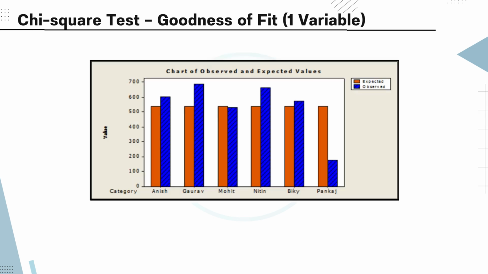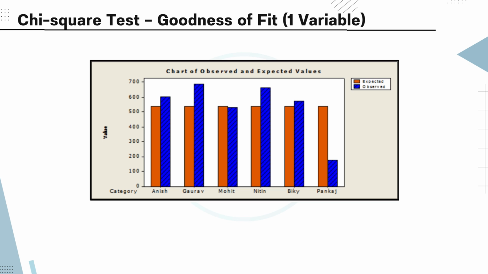Let's now interpret this visual. The goodness of fit chi-square test chart. This bar graph shows the observed versus expected values across different categories. In this example, individuals like Anish, Gaurav, Mohit, Nitin, Biki, and Pankaj. The orange bars represent the expected values, what we would anticipate if the distribution were equal or based on some hypothesized proportion. The blue bars represent the observed values, the actual data we collected.